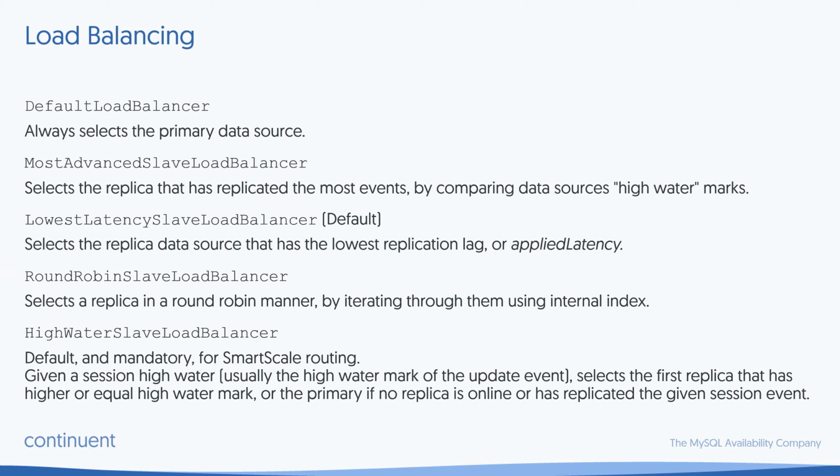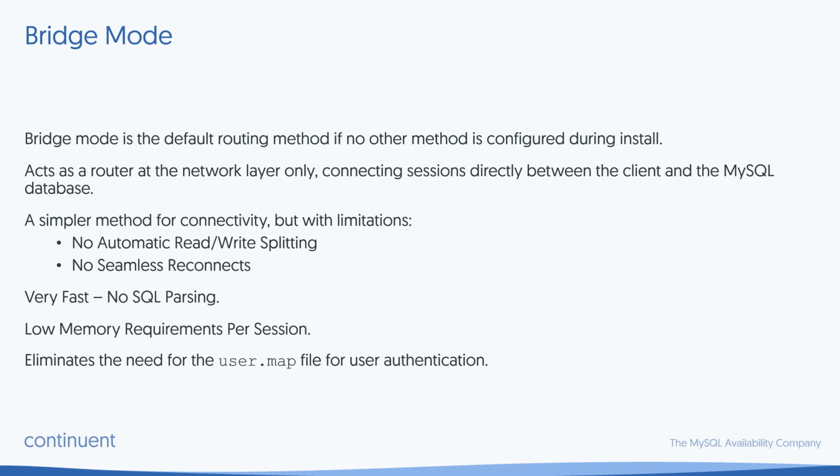I'll cover SmartScale later in this session, but this is the load balancing rule that allows SmartScale to select the correct node based on the high watermark being equal to or higher. It's a way in which we not only select a most up-to-date replica, but a replica that we know has the data that you are querying for within your session.